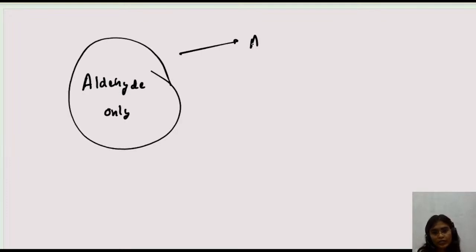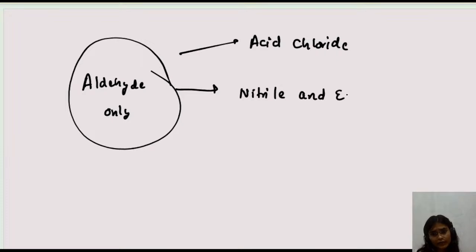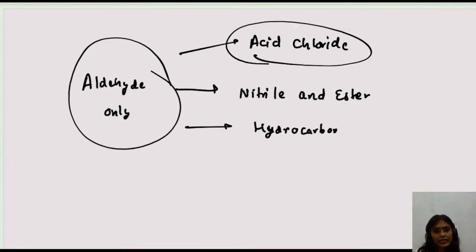First of all, we are going to use the acid chloride. Every kind of substrate has a separate naming reaction. Like if I'm using acid chloride, it is the Rosenmund reaction. If we're using nitrile, that is the Stephen reaction. So different reactions have to be there. Let me write all the steps: acid chloride, and the next one is nitrile or ester, and the third one is hydrocarbon. So let's start with the first one, that is acid chloride.